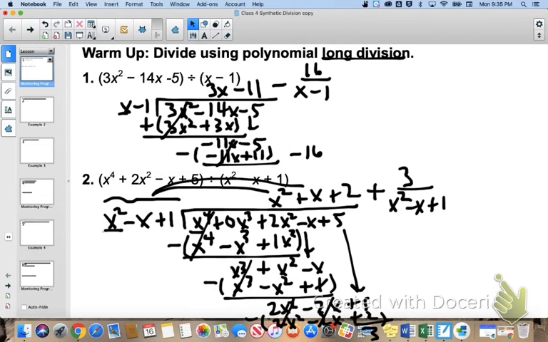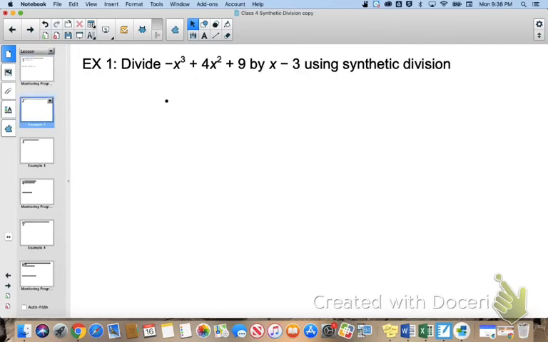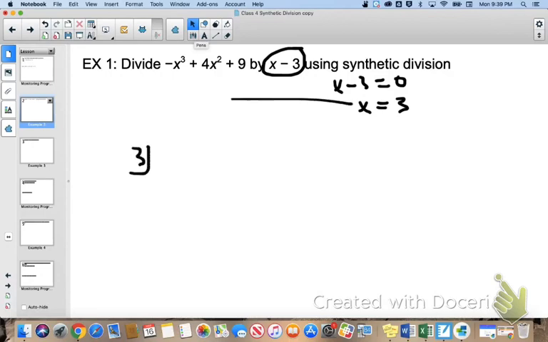Okay, so moving on, today we are going to do what's called synthetic division. Synthetic division is kind of a shortcut. Okay, so what we're going to do is, instead of dividing by x minus 3, set x minus 3 equal to 0. So that means our 0, or our solution, is x equals 3. So that's going to go in this little box out here.